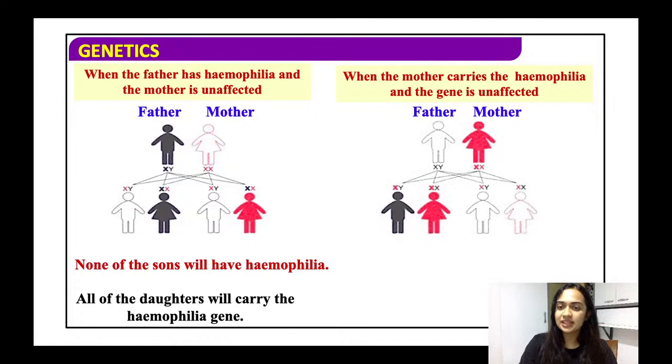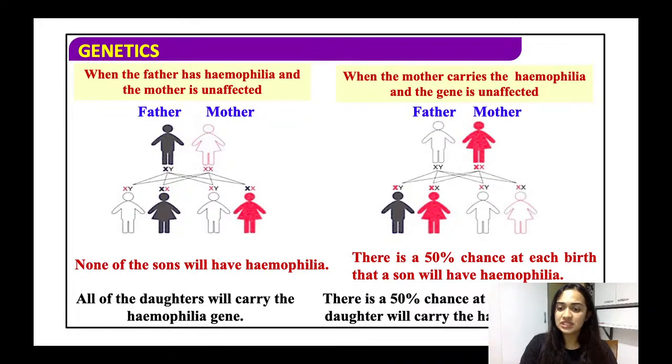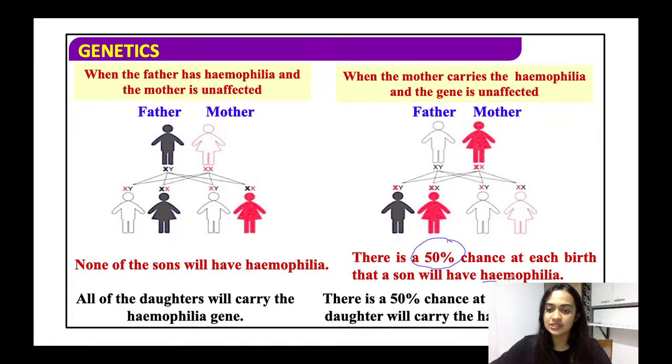When the mother carries the hemophilia disease and the gene is unaffected, so then what happens? There is a 50% chance, all right? So यहाँ पे जो है mother carry कर रही है, so now there is a 50% chance that at the birth of each son, there is a 50% chance that the son will suffer from hemophilia, and there is a 50% chance at each birth that the daughter will be carrier.